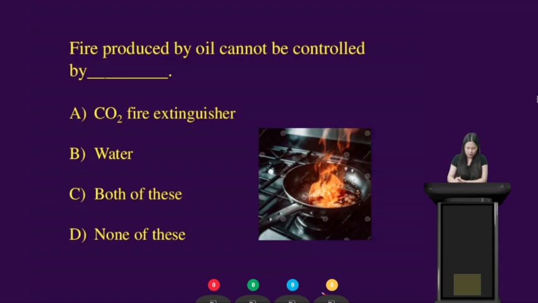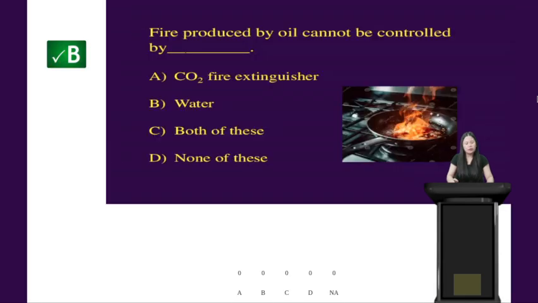Alright students, your time is up, and yes, very good. The correct answer is option B, that is water. Fire produced by oil cannot be controlled by water. We have just seen the explanation of it. Water is denser than oil, so it will sink below the oil and the oil will continue to burn on top. So water cannot be used to control fire produced by oil. So option B is the correct answer.